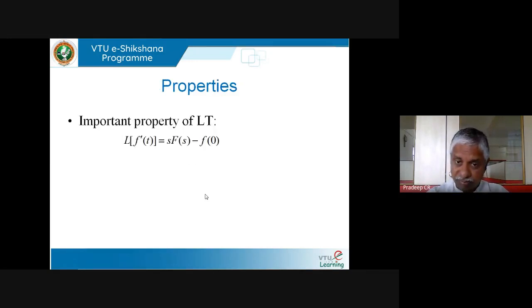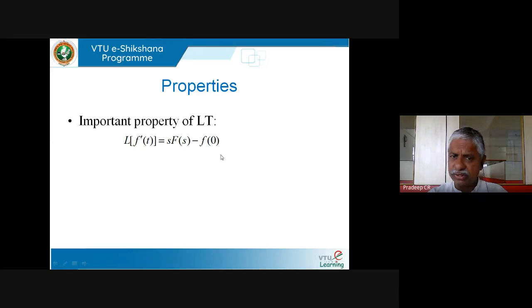Before I tell the method, I want to emphasize the idea, the formula. This is the basic formula: L of f dash t is s F minus f of 0. L of f prime t, that is L of the derivative of f of t, is s times the Laplace of f, that is capital F of s, minus the value of small f at 0.